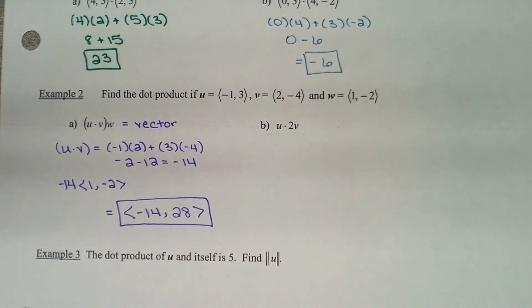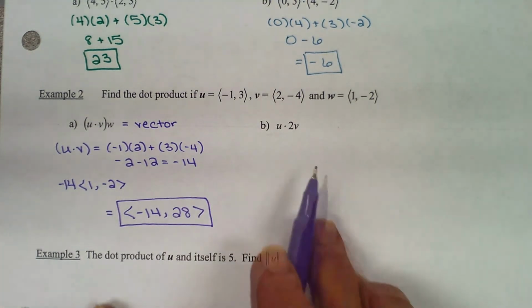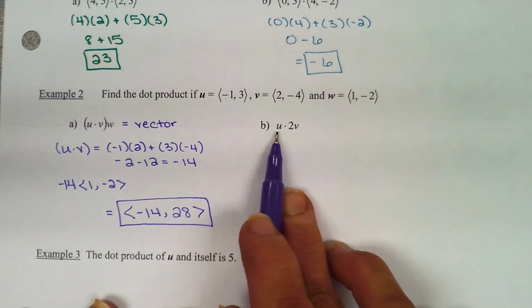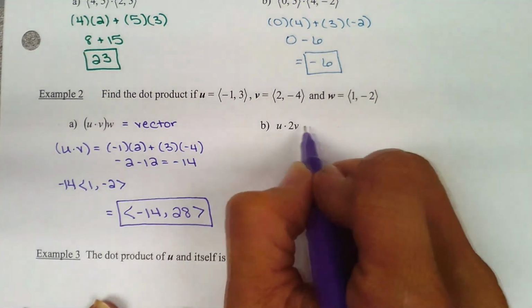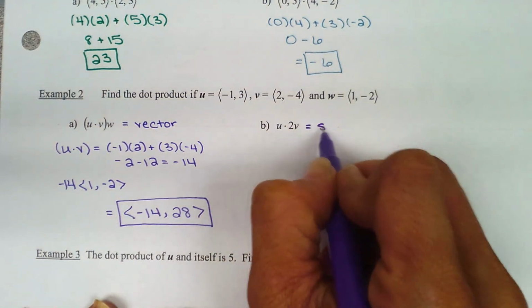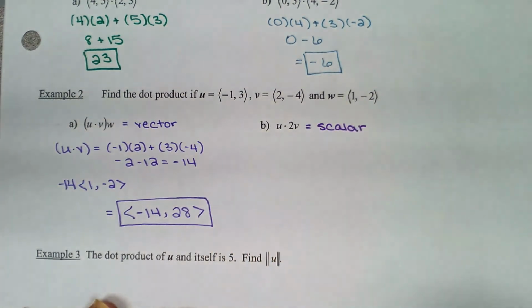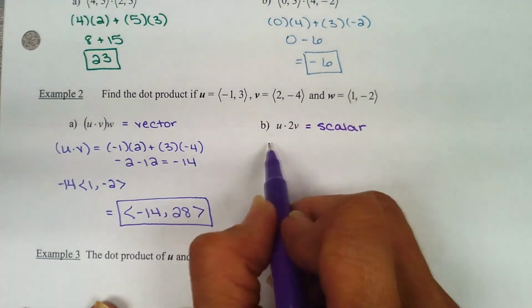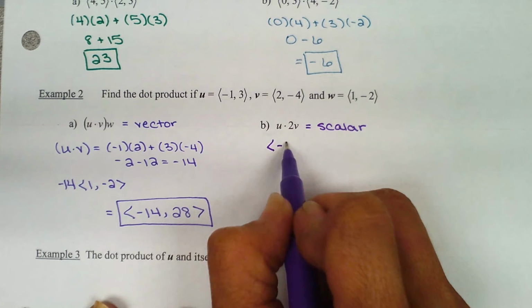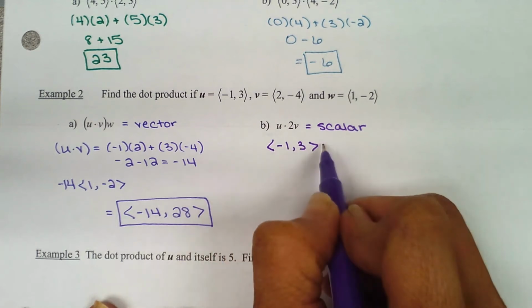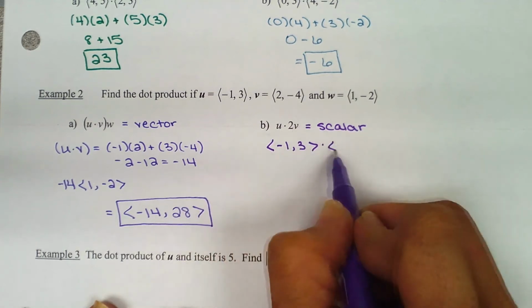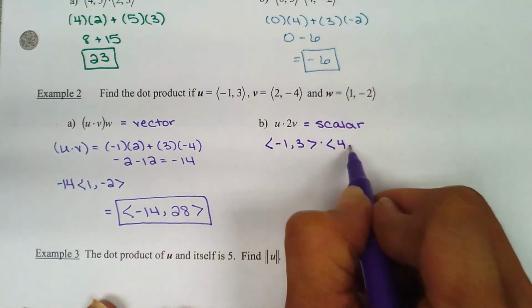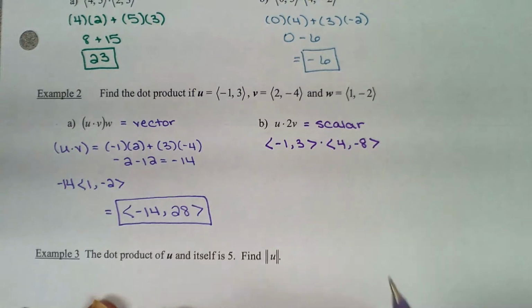Now for part B, we're going to take this 2 times that vector v, which is going to give me another vector. Then I'm going to take a vector u dotted with a new vector, and a vector dotted with a vector is going to be a scalar. So this one's going to just equal a number. My u is the -1, 3. I'm going to dot that with 2v. If I multiply 2 times v, it's going to become 4 and then a -8. So those are the two vectors I'm finding the dot product of.